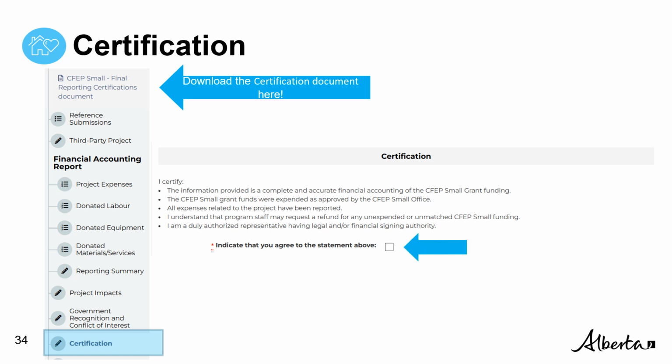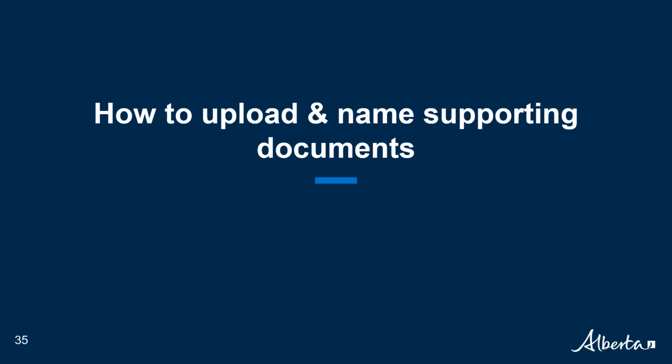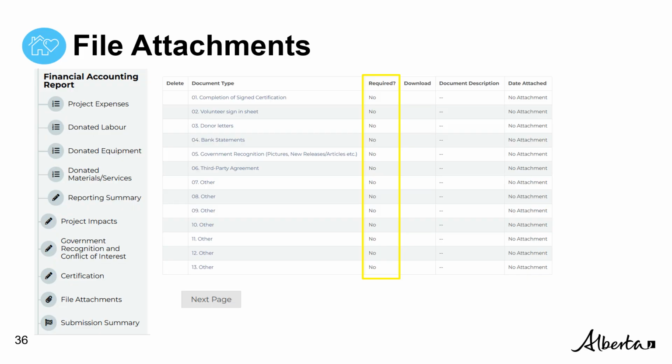If you are not, please download and complete the certification document located at the top of the left-hand side menu and have an authorized representative certify the information in the final report is accurate. Once complete, upload the signed certification to the File Attachment section, then click the checkbox on the certification page. You will need to upload mandatory and supporting documents in order to be able to submit the report. During these next few slides, we will show you how to upload and name those documents. This is the File Attachments page. This is where you will attach the required documents to complete the final report.